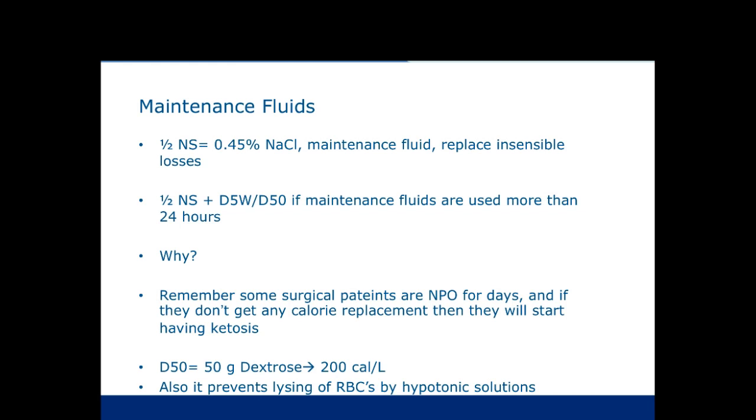So half normal saline is a maintenance fluid. So you replace the insensible losses. The insensible losses are what you lose when you breathe, when you sweat, and when you have fevers, you have more losses. So you replace that.